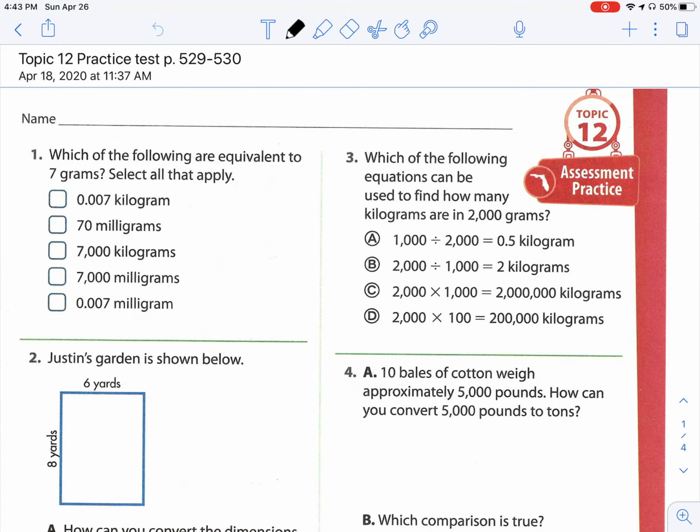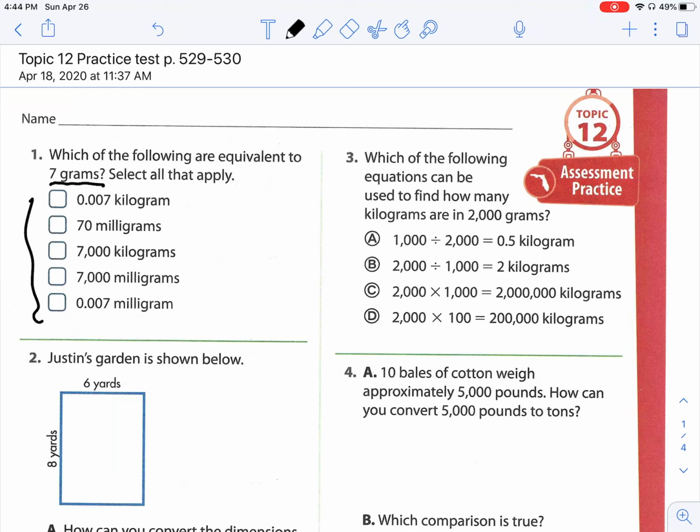Here we go. So the first question says, which of the following are equivalent to 7 grams? Select all that apply. Now, when you hear grams, when you hear meters, when you hear liters, we're talking the metric system. And the step model that we made is probably your best way to go. We're going to need to find out 7 grams and which of these is it equivalent to.